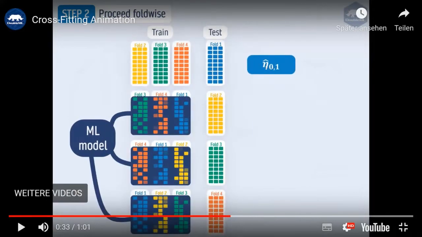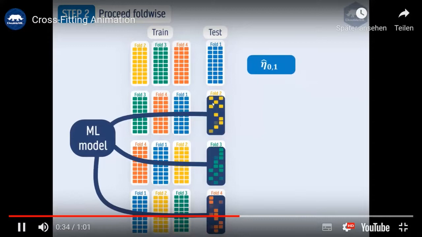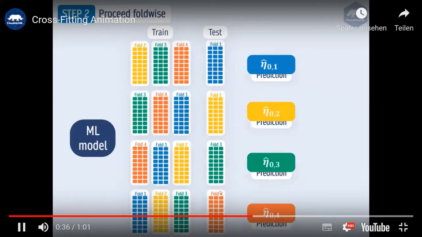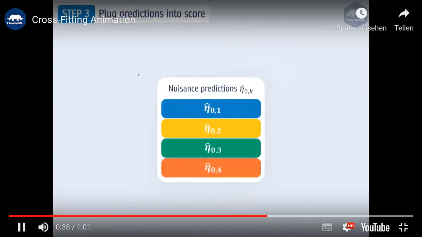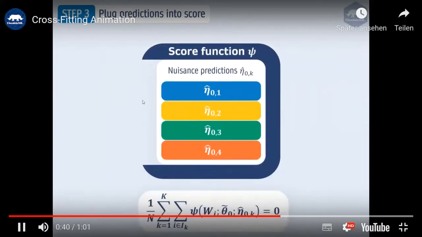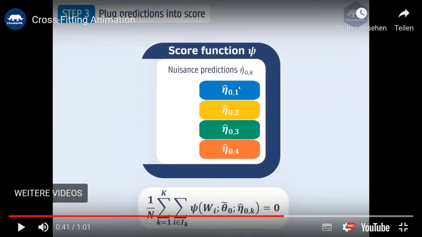We first partition the data, let's say, into 4 folds. We use the first 3 as a training sample and generate a prediction for the holdout partition. This gives the prediction for the nuisance component for this test partition here. And now we can proceed foldwise. Okay, let's do this.